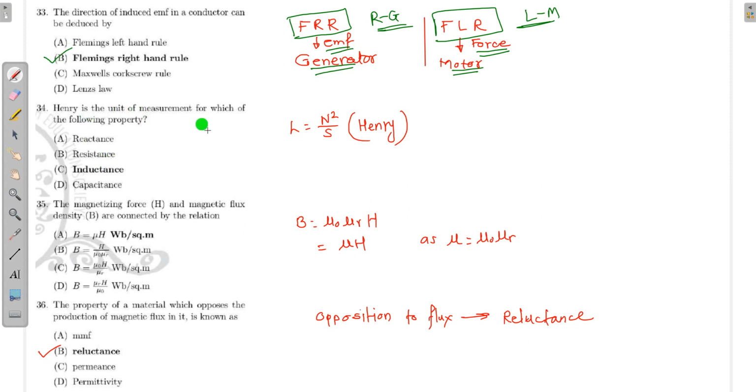Henry is the unit of measurement of which of the following properties? So L is equal to N square by S. So inductance is measured in terms of Henry.